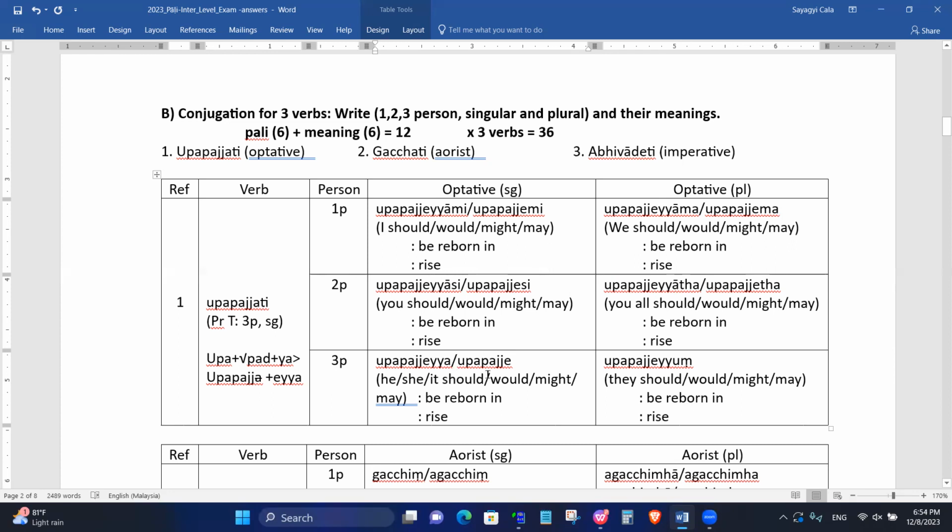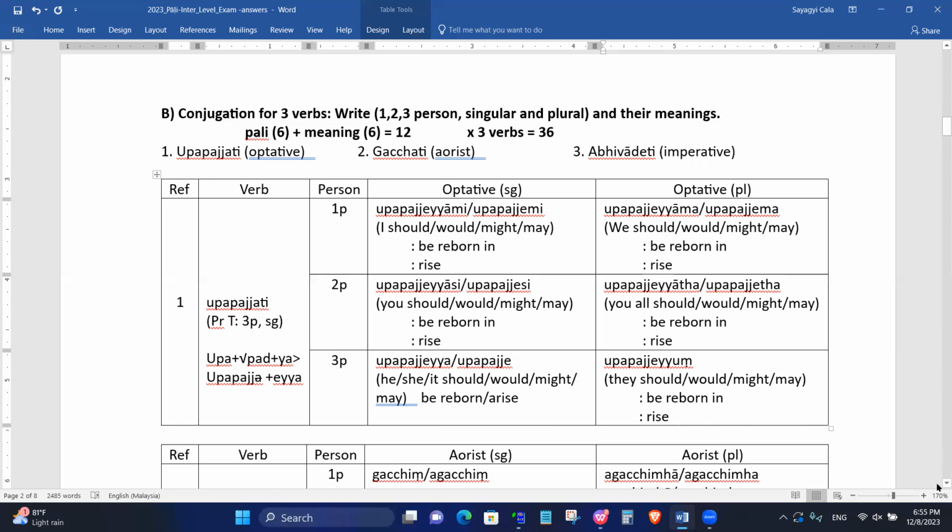So the answer will be he or she might be reborn or arise. I think just write reborn or arise. Arise or rise, okay. If you know the time, you just put less slash and slash and slash and less. Then it's okay. Because you all don't have much time, you do it like this, it's okay.